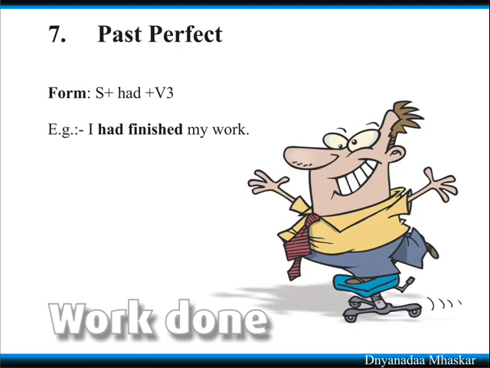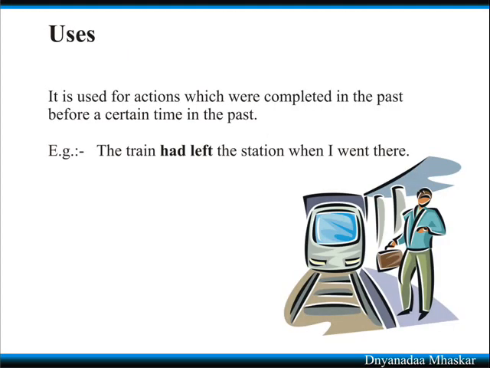Let us see the seventh one, past perfect. What is the form of past perfect? Subject plus had plus V3 form of the verb. V3 in the sense the third form of the verb, that is past participle. Example, I had finished my work. Let us see its use. It is used for actions which were completed in the past before a certain time in the past. Example, the train had left the station when I went there.